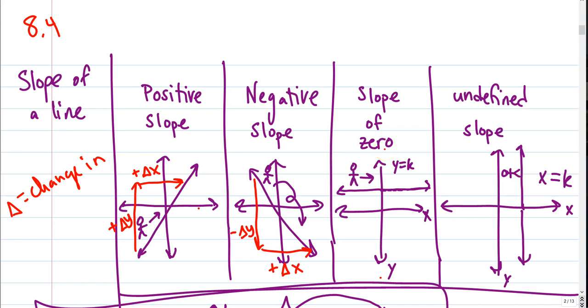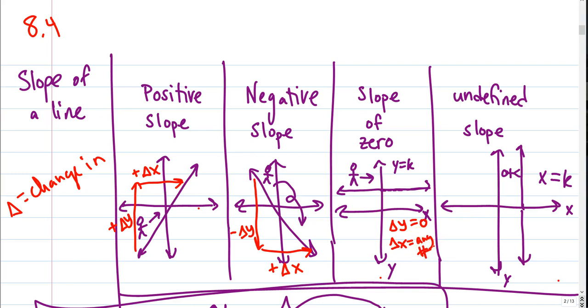If we have an undefined slope, I'm not there yet. If we have a slope of 0, then we have a flat line. That makes sense logically, that a flat line would have a slope of 0. What is the change in y this time? Well, the y value doesn't change. So the change in y is 0, and the change in x is basically any number. I could go left or right, any number.